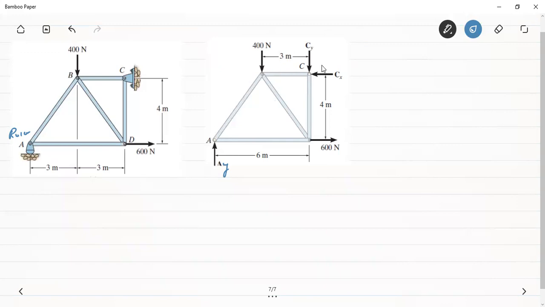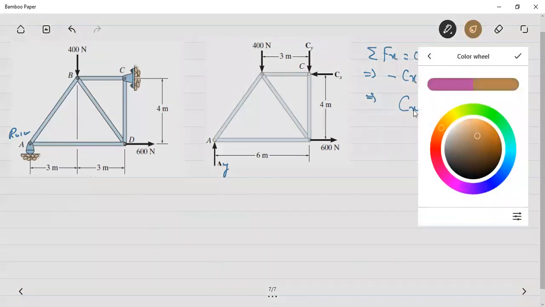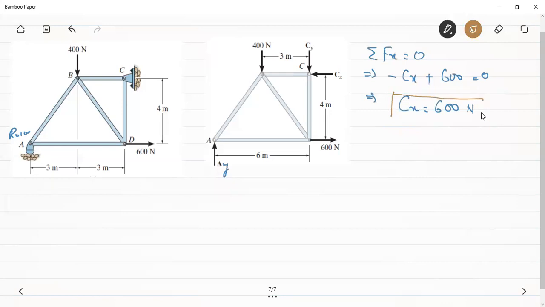So let's apply the equilibrium equations. We can see that summation of the forces in the x direction should be equal to 0, which gives us minus Cx plus 600. This has to be 0, which gives us that Cx should be equal to 600 Newton. This is the first reaction.